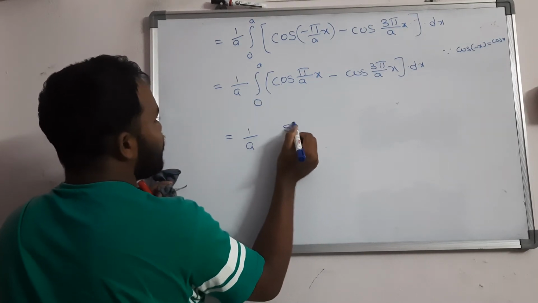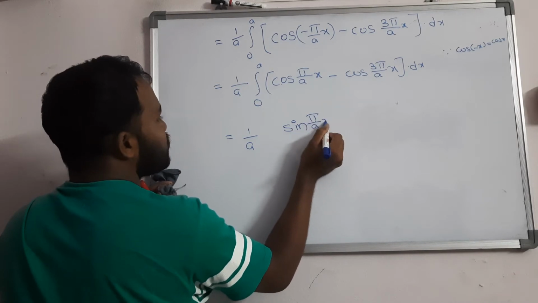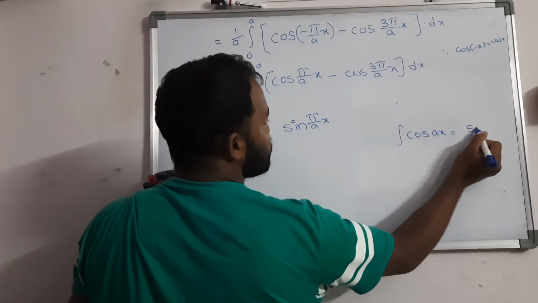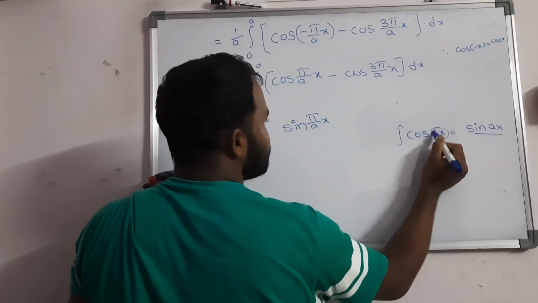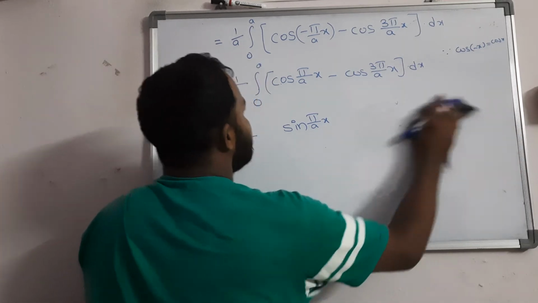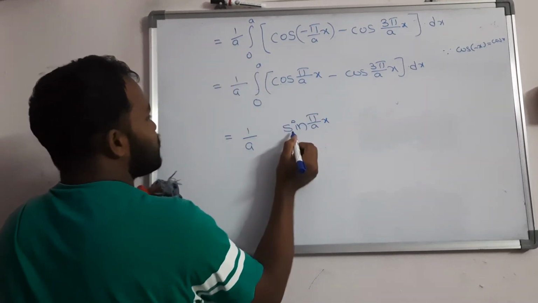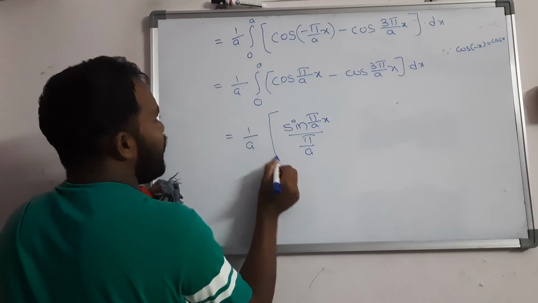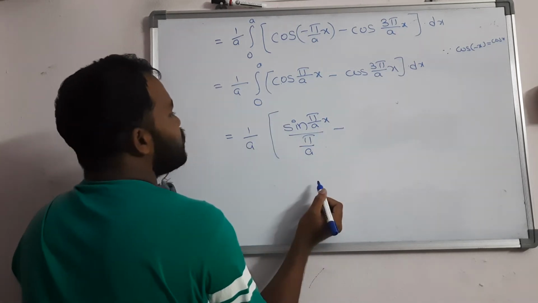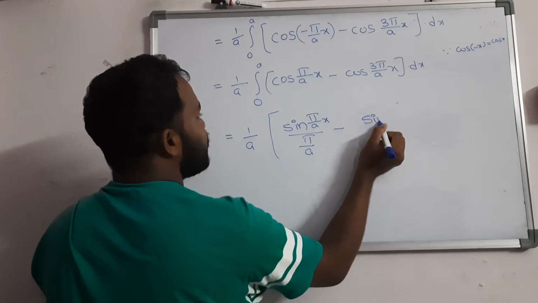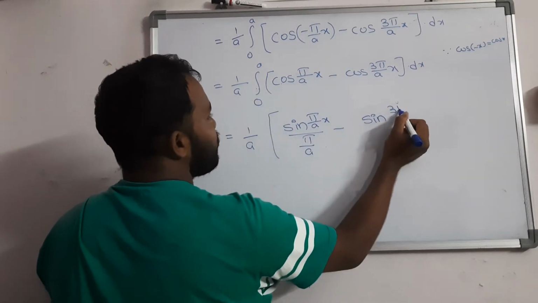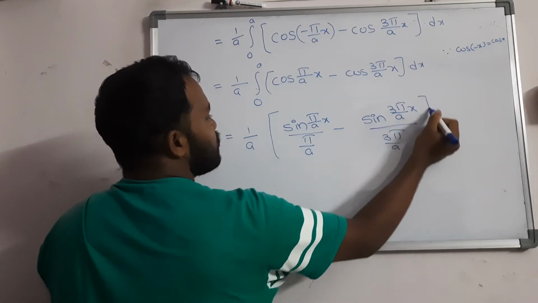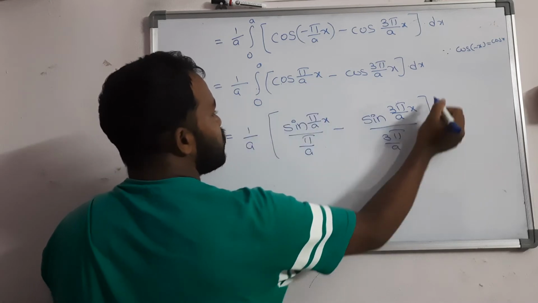So that means sin of pi by a into x. So you should know this. Integration of cos ax is equal to what? That is sin ax by a. Here a is there. So here integration of cos pi by a into x means sin pi by a into x divided by pi by a, then minus cos of 3 pi by a into x, same again, integration of cos 3 pi by a x means sin 3 pi by a into x into 3 pi by a, limits 0 to a you should write.